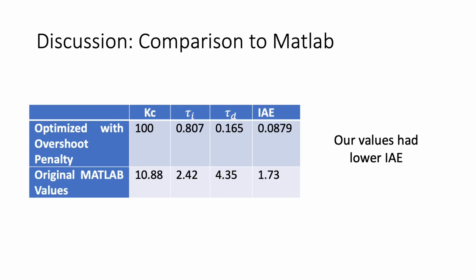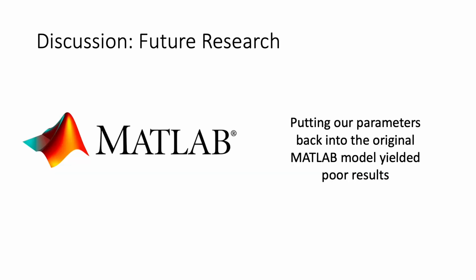So we wanted to compare these values back to the original PID parameter values that MATLAB had, and as you can see, the IAE was significantly lower than what the values started at, and so we were able to optimize those with PID optimization. So unfortunately, when we plugged back in our optimized PID parameters into the system, the response was less than favorable, and so we realized that maybe we hadn't copied over the model completely correctly from MATLAB to Python. However, we were able to optimize the Python model that we used.